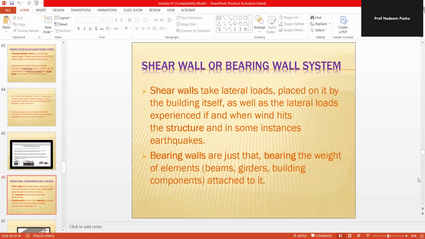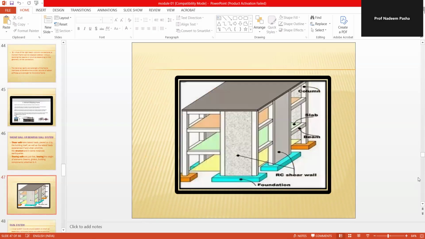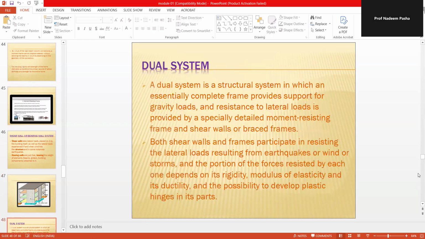What do shear walls do? They take lateral load, placed on them by the building itself, as well as the lateral load experienced if and when wind hits the structure and in some instances earthquake. Bearing walls are just that, bearing the weight of elements, beams, girders, building components attached to it. So this is the shear wall. It is taking the horizontal load which is acting on it.